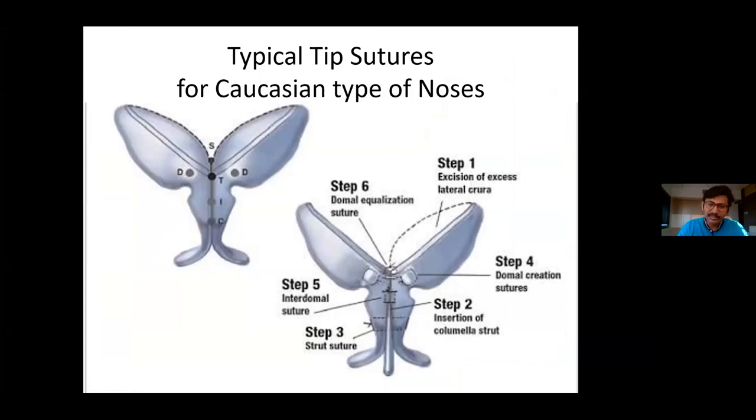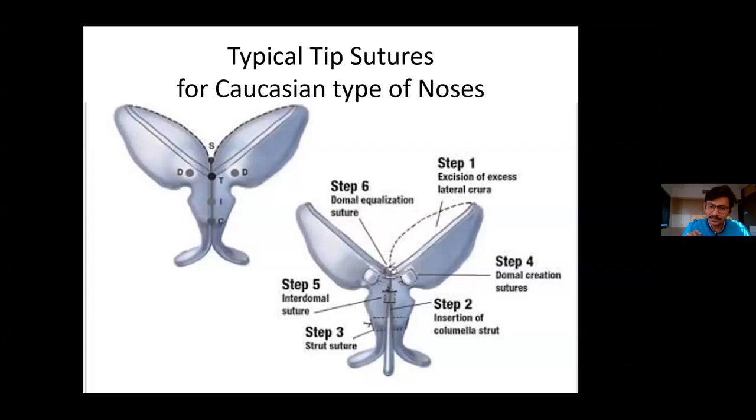So typically, let's talk about tip sutures first. For Caucasian type of noses, there is a particular protocol in which you can fix by means of tip sutures. The first step is reducing the excess of the lateral crura, that is excision in the supratip, the excision of the lateral crus, cephalic part. This is called cephalic trimming.